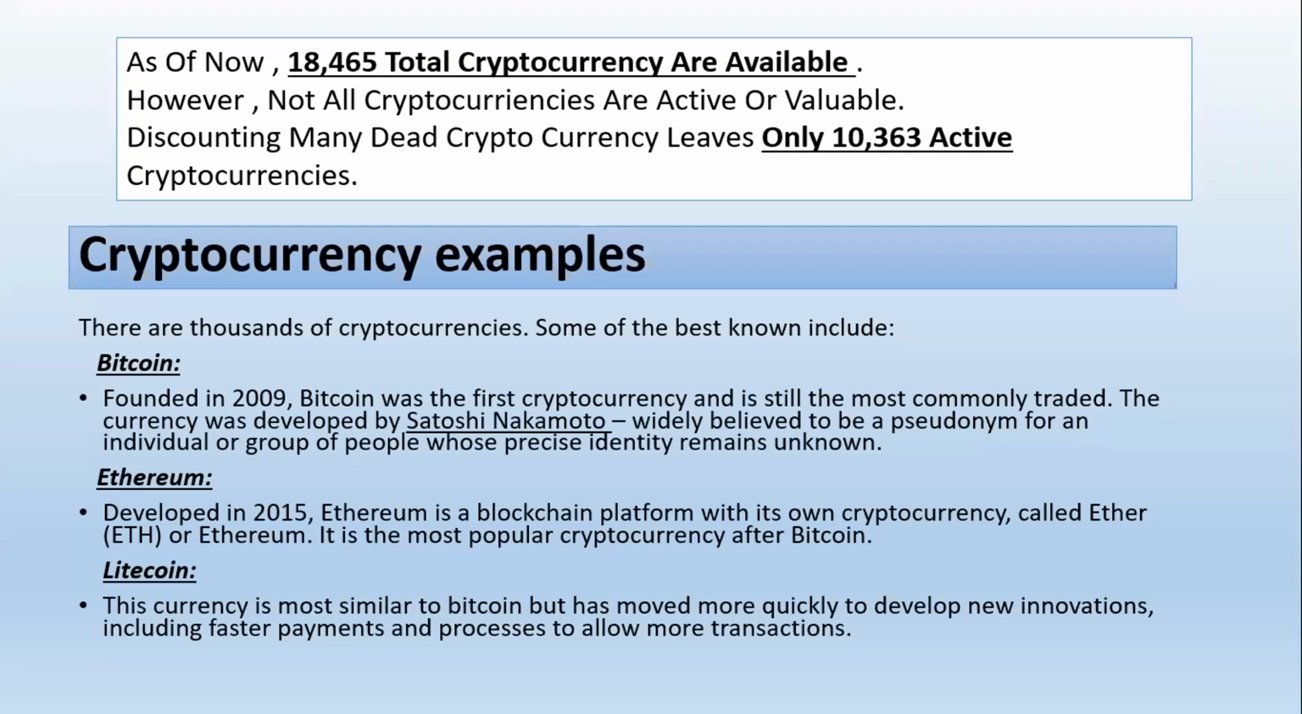So Bitcoin was founded in 2009. Bitcoin was the first cryptocurrency and is still the most commonly traded. The currency was developed by Satoshi Nakamoto, whereas Ethereum was developed in 2015. Ethereum is a blockchain platform with its own cryptocurrency called Ether. It is the most popular cryptocurrency after Bitcoin. Whereas Litecoin, this currency is most similar to Bitcoin, but has moved more quickly to develop new innovations, including faster payments and processes to allow for more transactions.